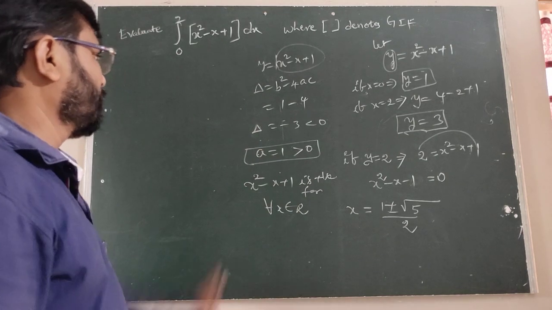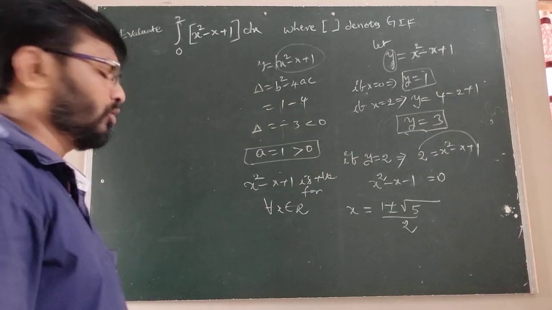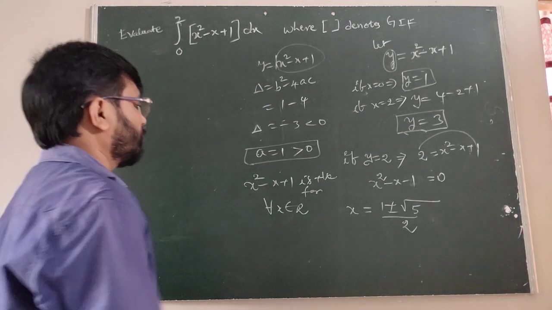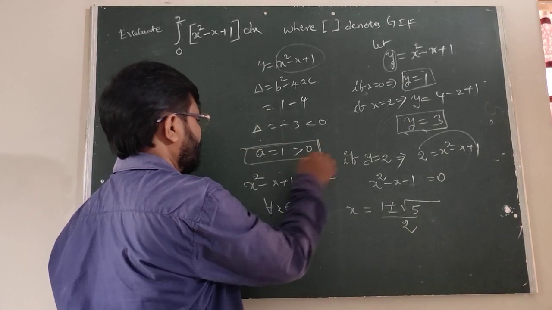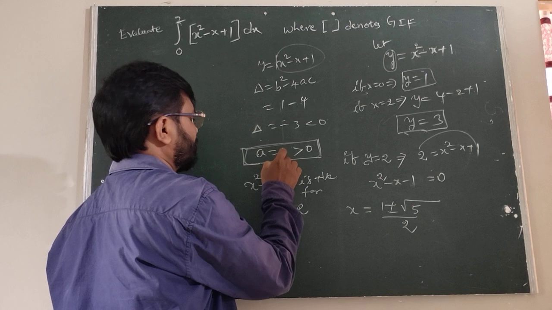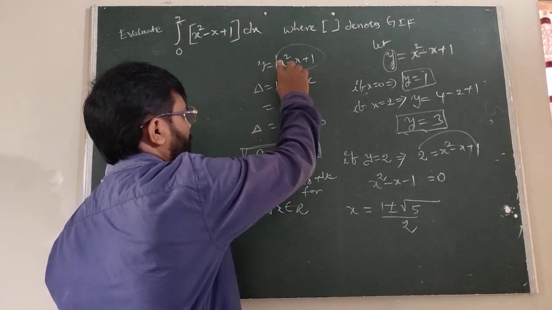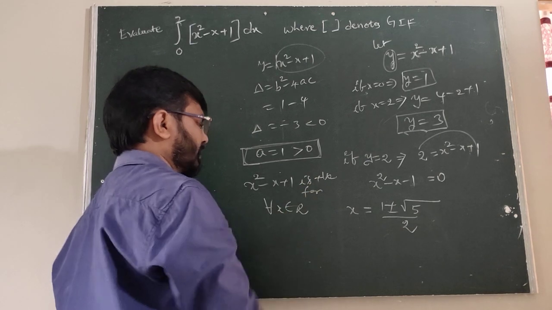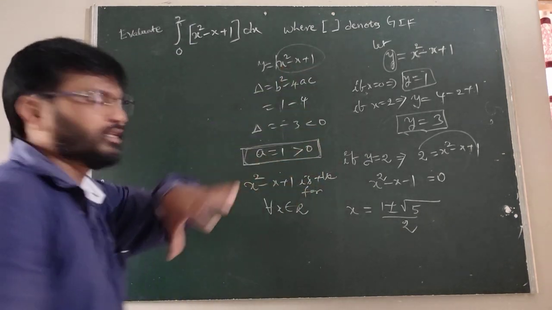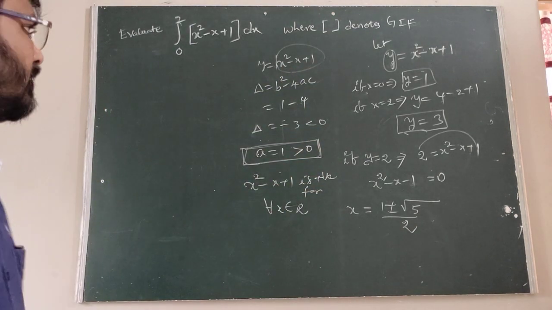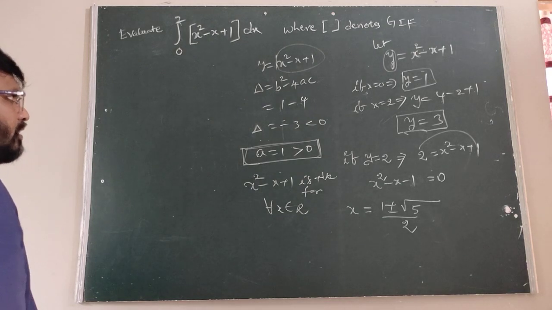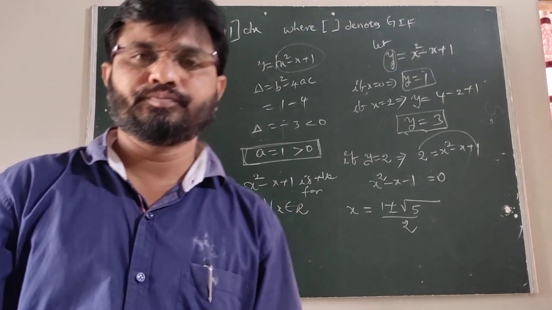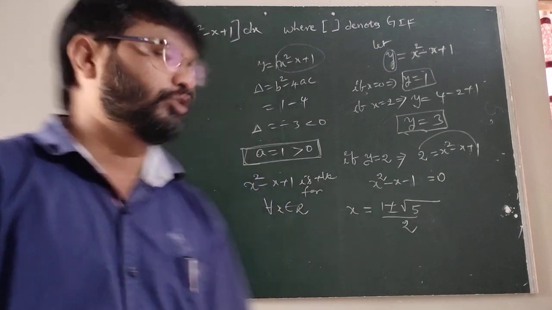Is it clear? When the discriminant is less than 0, the sign of the expression depends on the coefficient of x square. Here the coefficient of x square is a equal to 1. Therefore x square minus x plus 1 is positive for any real number. That means it always lies above the x-axis. That means y has only positive values.